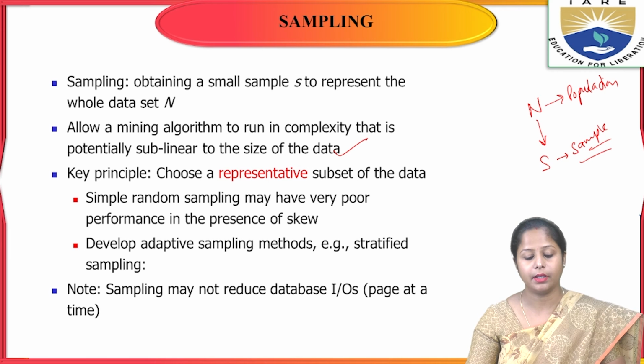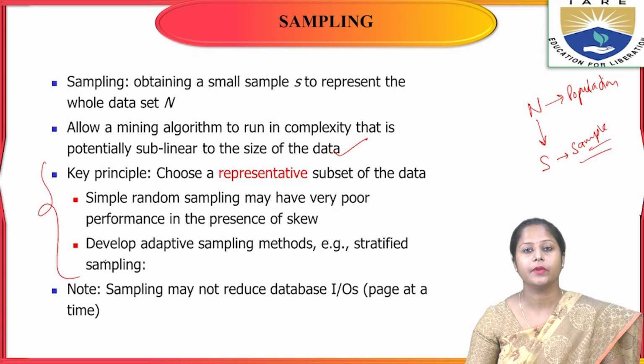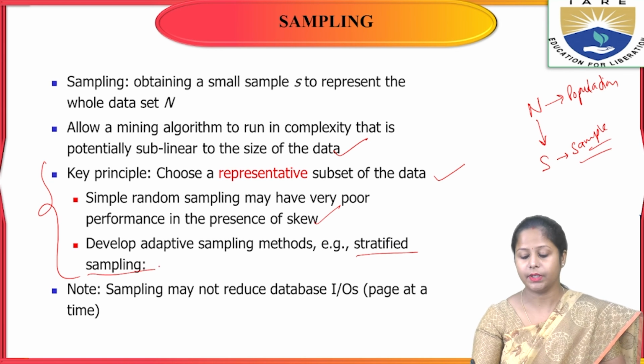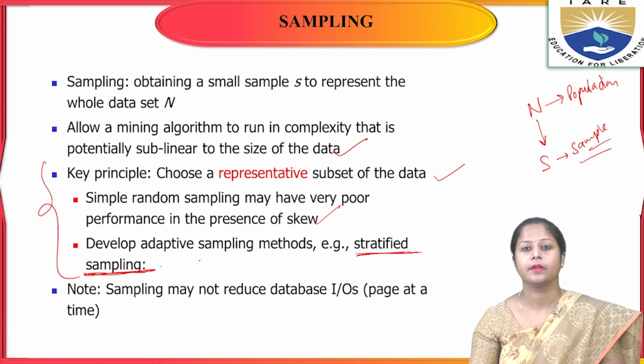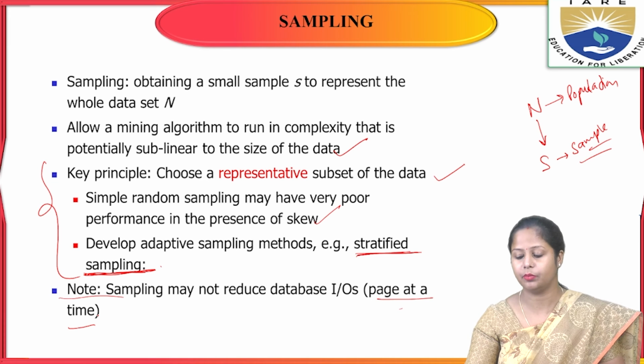What is the key principle behind that? We have to choose a representative subset of the data. Simple random sampling may have very poor performance in the presence of skewed data. Then we have to develop adaptive sampling methods, that is stratified sampling methods. We have seen this type of sampling in earlier slides. After that, sampling may not reduce database inputs.